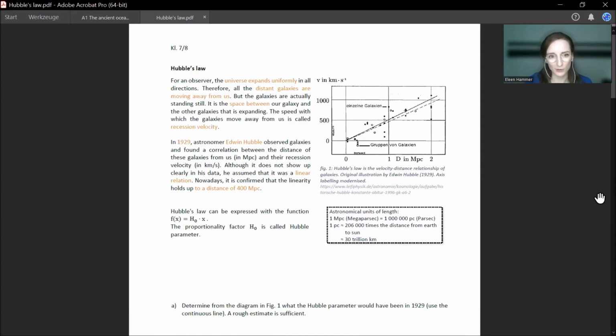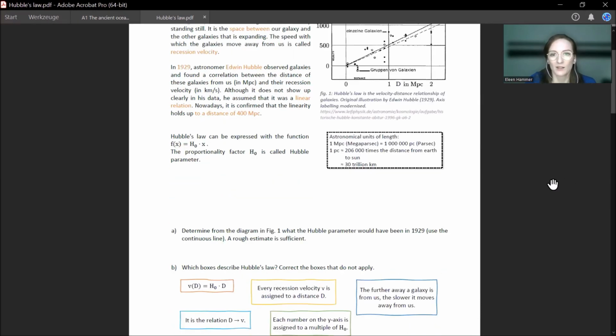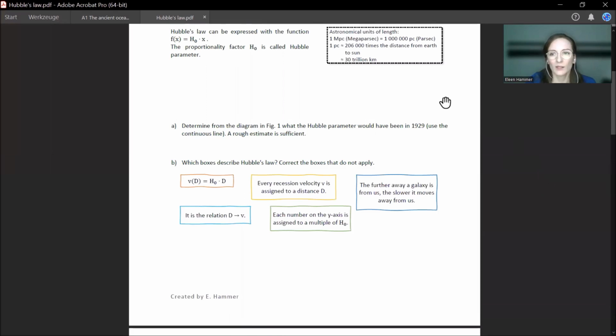It's about the expanding universe, what the recession velocity is, who Edwin Hubble was, and also that's Hubble's diagram, that he saw a linear relation there, but this linearity actually is only a good estimate up to a distance of 400 megaparsec. A stumbling stone could be the unit megaparsec because they don't know that. So here I gave them a little box that explains how far away a megaparsec is, comparing it to the distance from Earth to Sun.